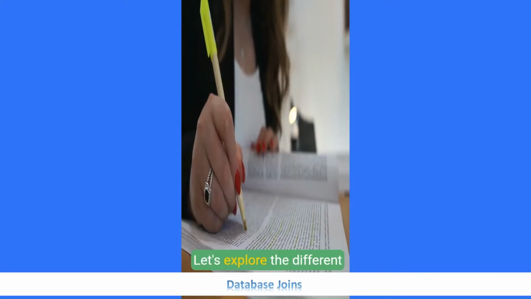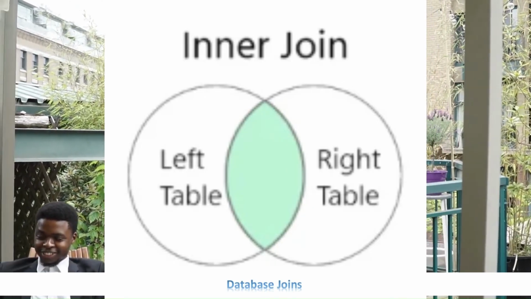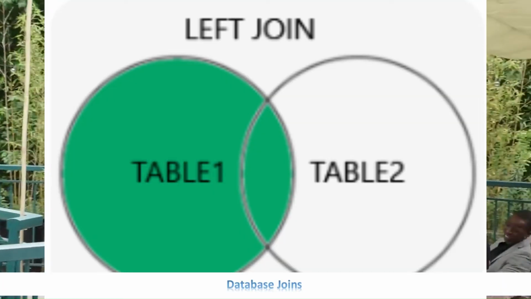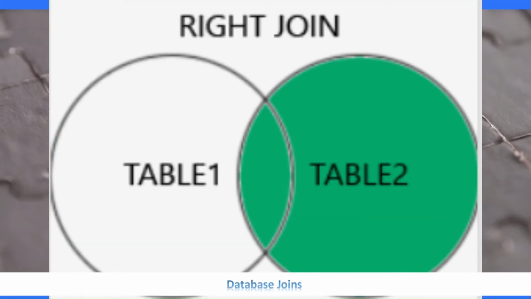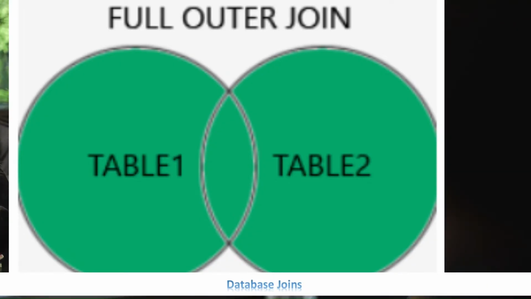Let's explore: the inner join retrieves only the matching rows. The left join includes all rows from the left relation, even if there's no match. The right join works similarly, but focuses on the right relation. The full join merges everything, keeping unmatched rows from both sides.